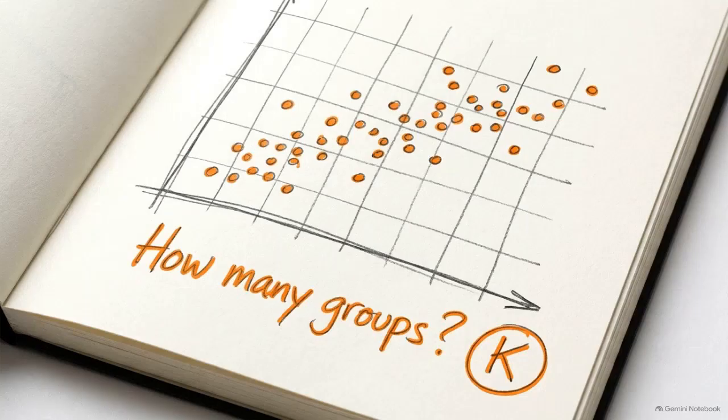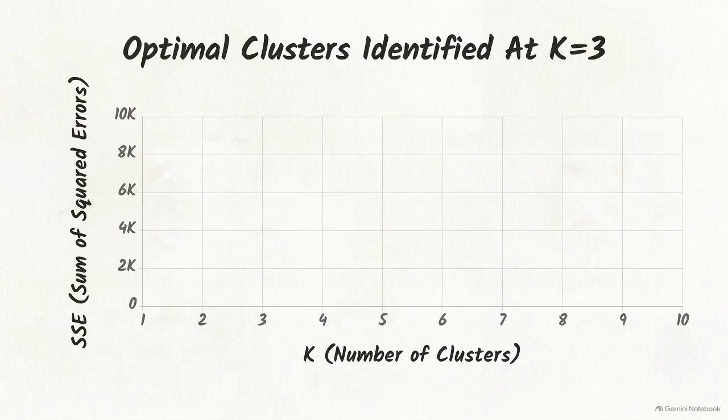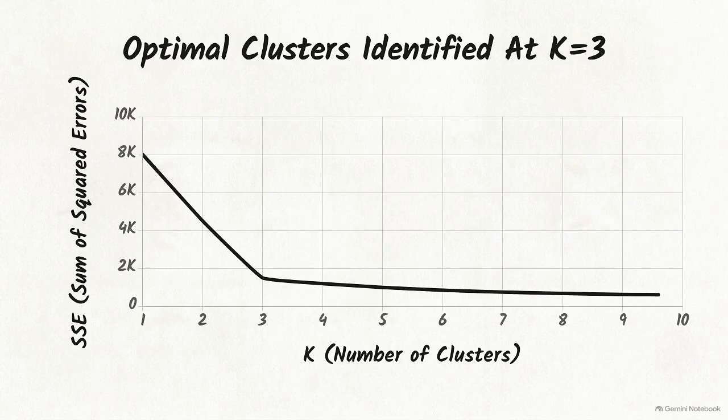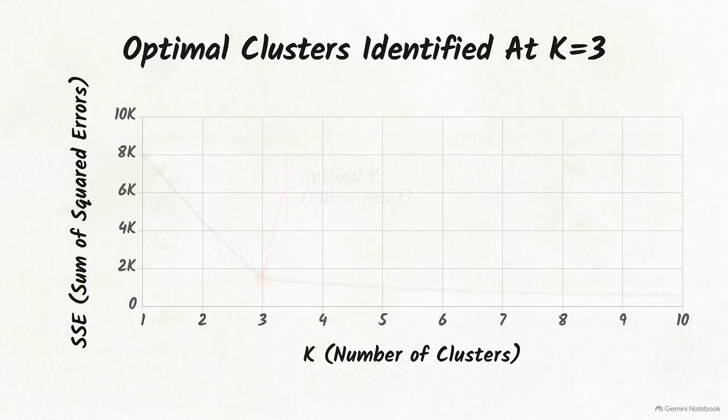For this to work, we need an objective way to choose k. We do this by measuring the variance within the clusters, a metric known as the sum of squared errors, or SSE. This graph plots the SSE across multiple values of k. As the clusters better fit the data, the error rate drops. The point where that drop-off abruptly slows down, forming this elbow shape at k equals 3, suggests the most efficient number of clusters.